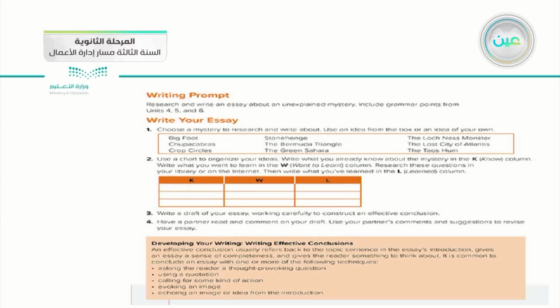These are the elements or important points if you want to apply them to an essay. Let me give you quick points about developing an effective conclusion, building on the previous point. They told us an effective conclusion usually refers back to the topic sentence in the essay's introduction. So when you write an essay, you should put an introduction first, then the body, and the last one is the conclusion. The conclusion belongs to the introduction, but if you want to make it effective, there are some steps. What are the steps?